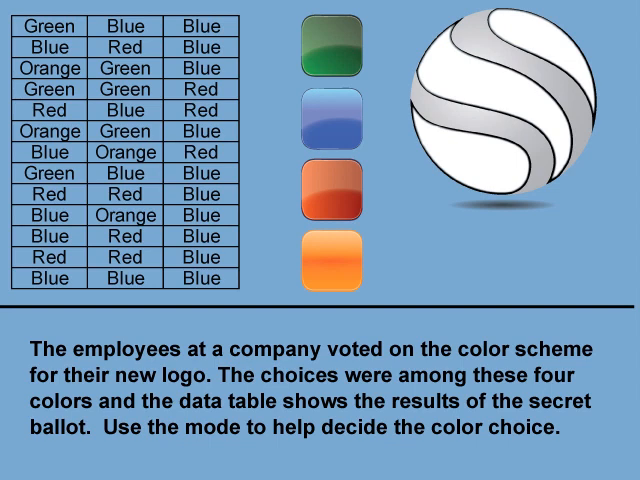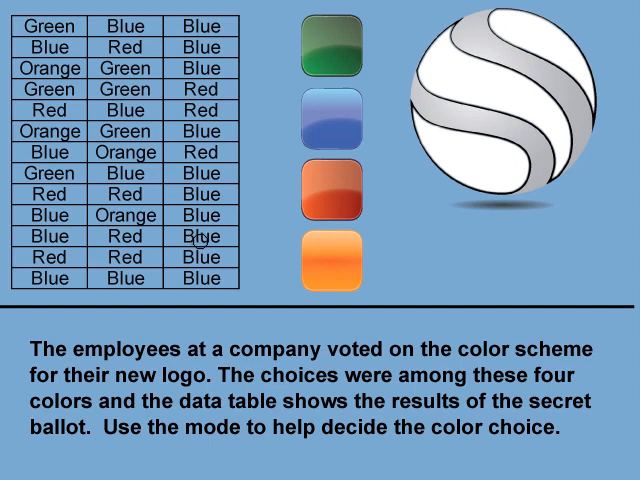Let's look at a final example. The employees at a company voted on the color scheme for their new logo. The choices were among these 4 colors, and the data table shows the results of the secret ballot. Use the mode to help decide the color choice. Notice that this dataset doesn't include numerical data. The data in the table is names of colors. But even with a dataset like this, we can calculate the mode. Because there are no numbers in this dataset, there is no way of calculating the mean or the median.